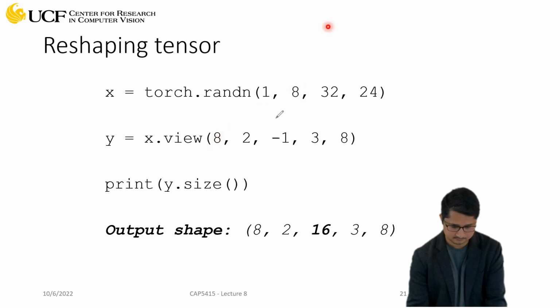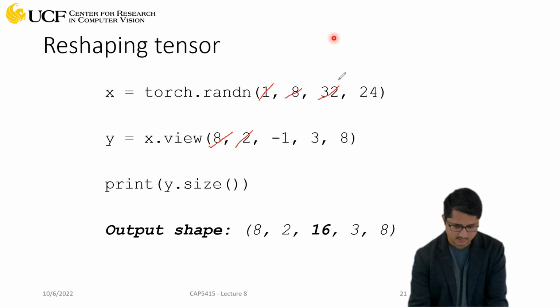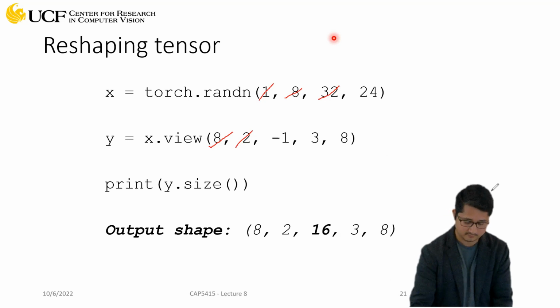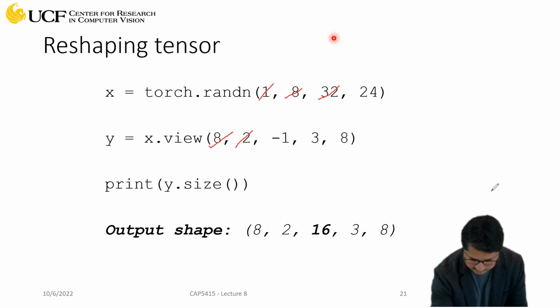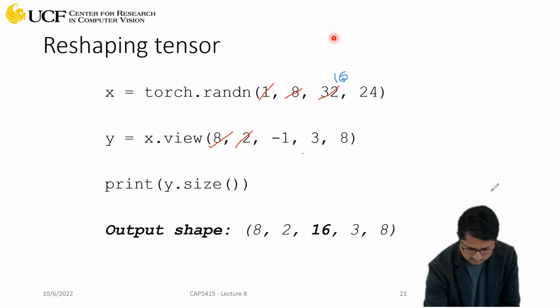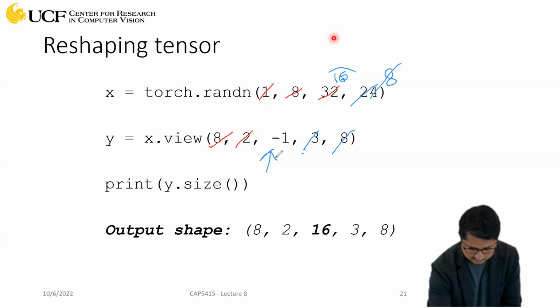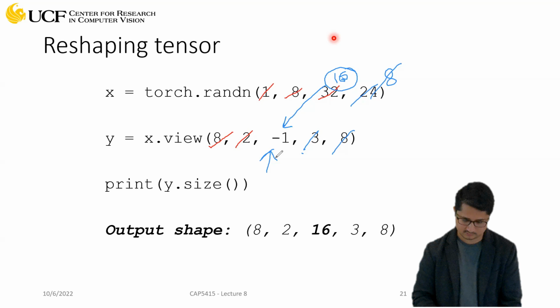Okay, so 1 means nothing. You cancel out 8 with 8. You cancel out 2 with 32. And that will leave you with 16, right? And then you can cancel out. So again, -1, this is something we want to compute. 3, you can again cancel out with this, that will give you 8. And you can cancel out this 8 with this 8. So that leaves you with 16. So 16 should be this dimension.